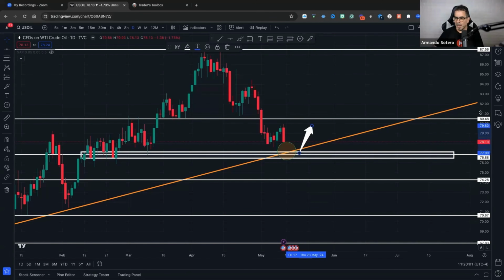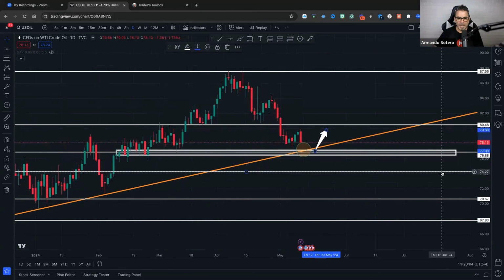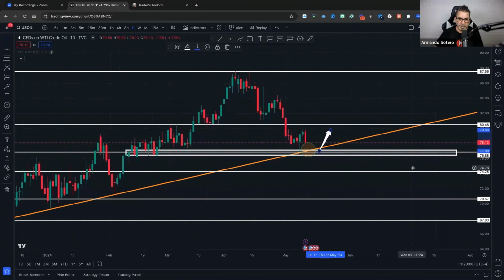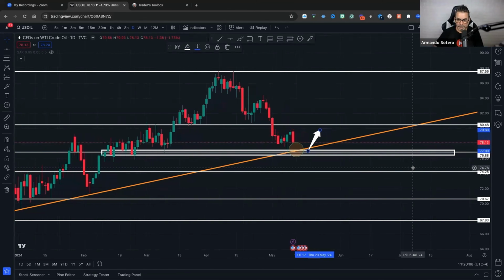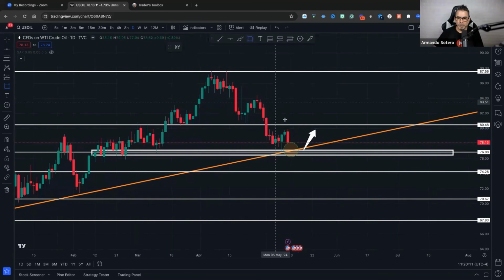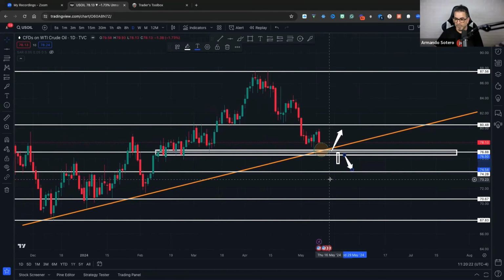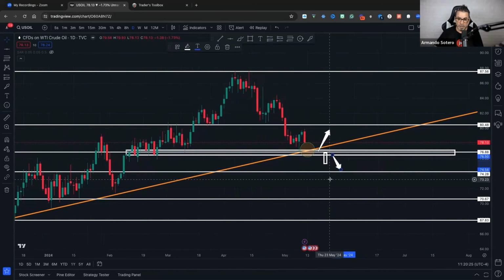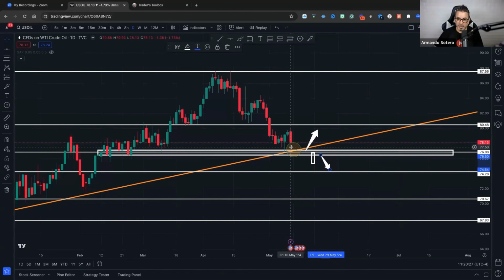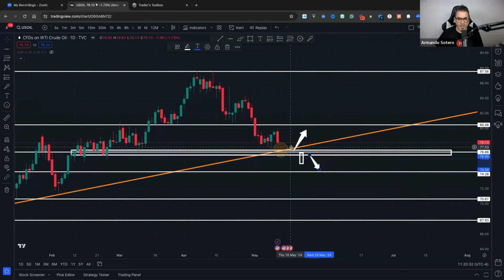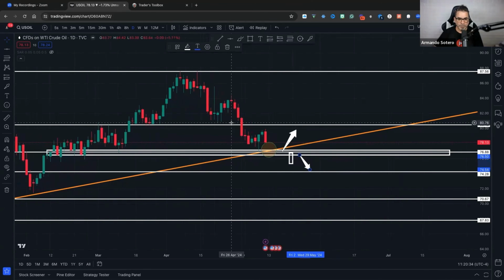So now that we've defined our playing field here, this is going to be a very, very key area to look at, because if we close below this basically 77 level down here towards the upper 76s, then we're going to expect price to drop down to our next level, which could be near that $74.50 to $75 mark. If we reject this area, then we're expecting price to at least go right back up to 80 or so. So this is going to be very, very important to look at.